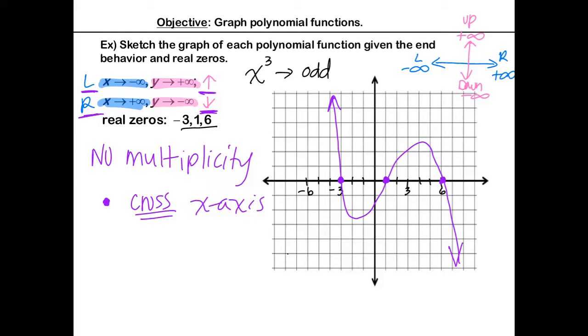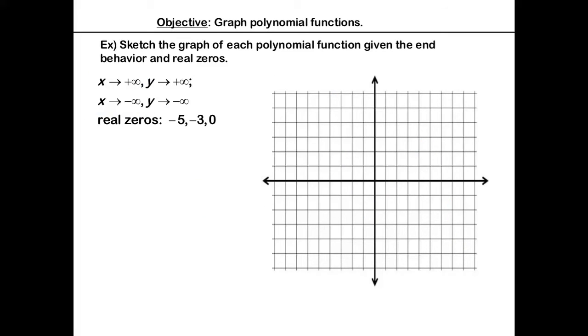All right, let's look at the next example. The end behavior should be given to you, right? Positive, positive, negative, negative. But you just have to fill in the zeros. Negative 5, negative 3, 0.